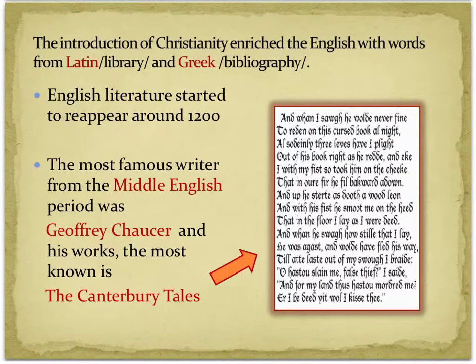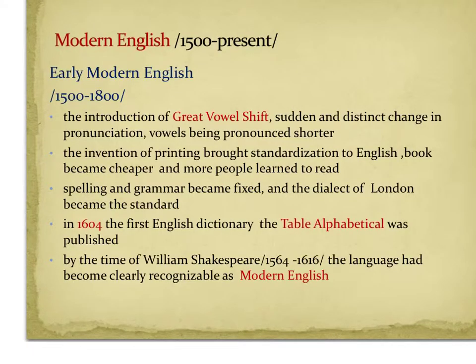The introduction of Christianity enriched English with words from Latin, for example, library, and Greek, bibliography. English literature started to reappear around 1200. The most famous writer from the Middle English period was Geoffrey Chaucer, and of his works, the most known is the Canterbury Tales. Modern English. Modern English is divided into two periods, Early Modern English and Late Modern English.